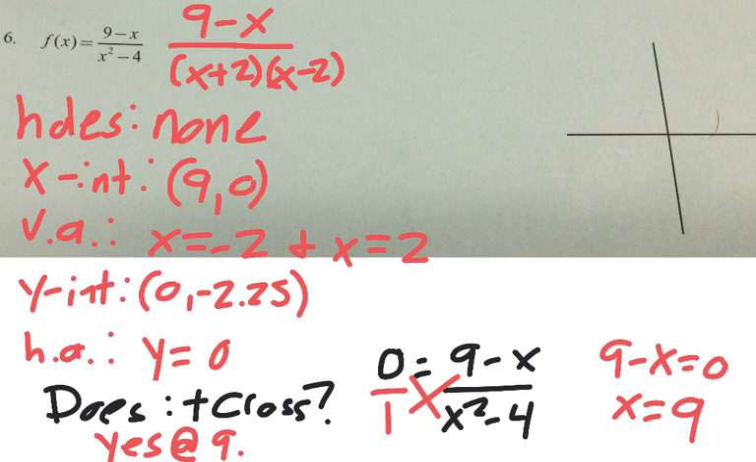So let's graph this. I have an x-intercept at 9. So I'm going to put that way over here. I have vertical asymptotes at x equals 2 and x equals -2. I have my horizontal asymptote at y equals 0, which is the x-axis. It can only get crossed one time.